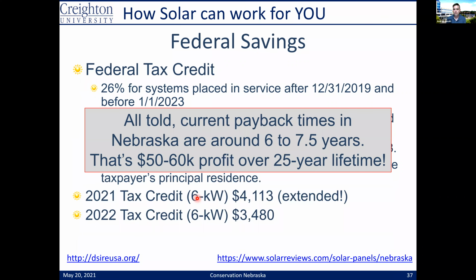And if you kick around those numbers and do a back of the envelope calculation, all told, current payback times in Nebraska are about 6 to 7.5 years, which is pretty great. And think about that. Once you've paid it off, now you're just making money, for the most part. And so over a 25-year lifetime, which is the typical warranty of a solar panel, you might be making $50,000 to $60,000 over that lifetime. So at this point, it's starting to become a net benefit to go solar.